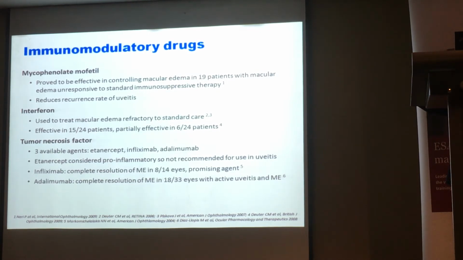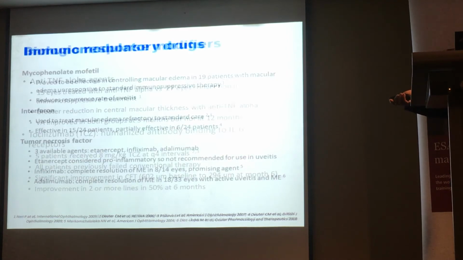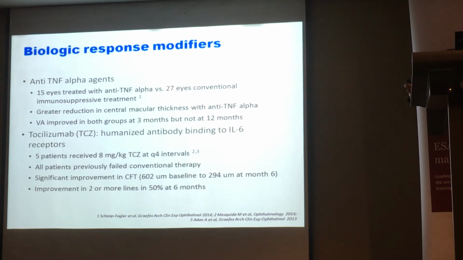Tumor necrosis factor inhibitors, the three main ones, etanercept, infliximab, adalimumab, but the main ones that might show promise would be infliximab and adalimumab. We do not use etanercept because it's thought to aggravate uveitis. I'm not an expert in immunomodulatory drugs. I think other speakers will talk about this.